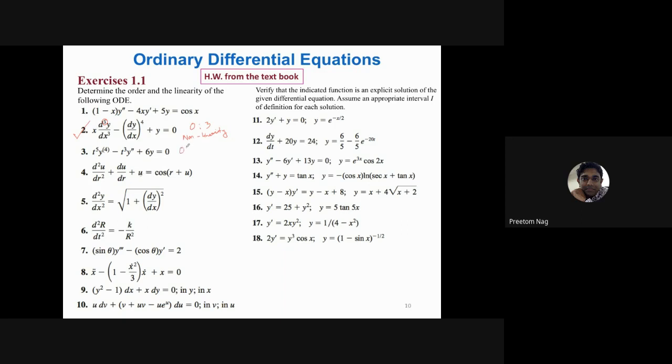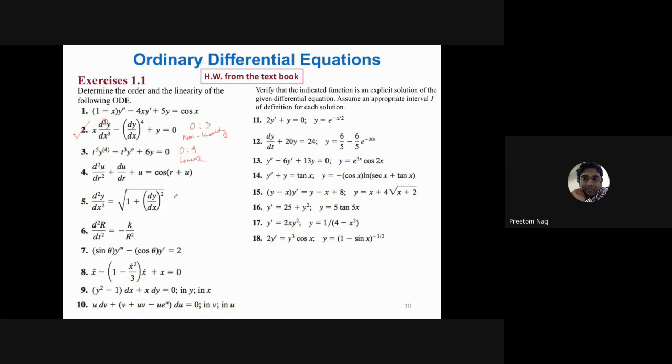What is the order of these differential equations? Fourth order, right? And is this linear or non-linear? This one is linear because the power of y is 1, the power of y double prime is also 1, and the powers of y5 and y4 are also 1. So this is linear.